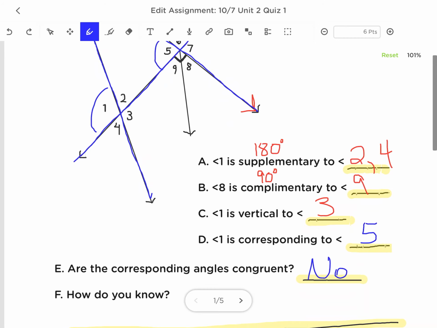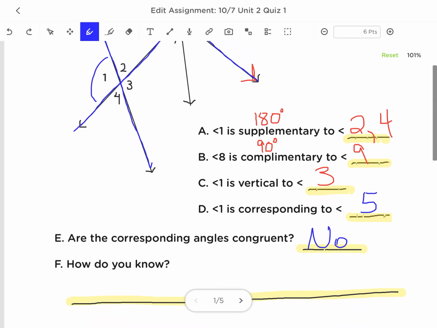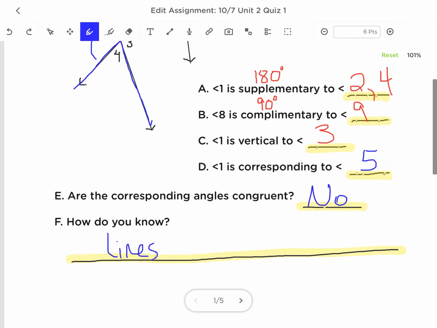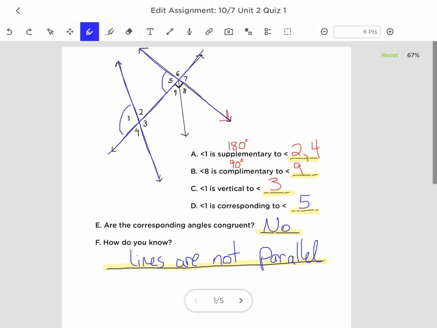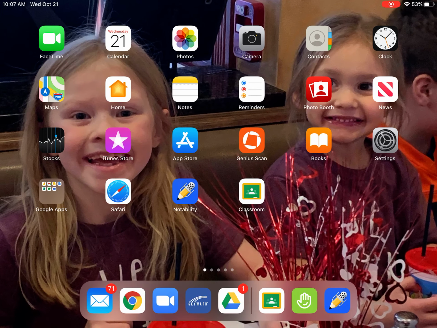No, they are not congruent, and we know that they're not congruent if you just look at it. You can see angle 5 is acute and angle 1 is obtuse. But what you can also say is that the lines are not parallel. Because the lines are not parallel, that's how we know that the corresponding angles are not congruent, because there's no arrows on the lines to show that they're parallel.